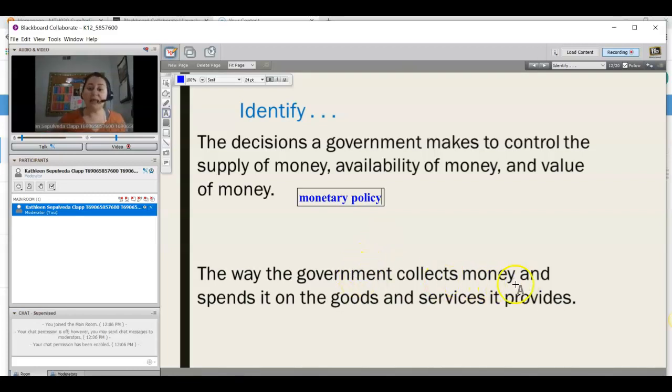The way the government collects money and spends on the goods and services it provides is obviously through taxing. That's how the programs that we have are set. That's how it's all collected, or where the money those programs are using is coming from: tax dollars that we pay on a yearly basis.